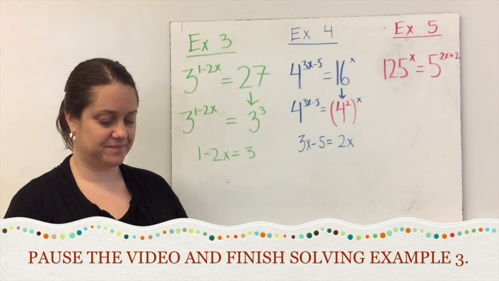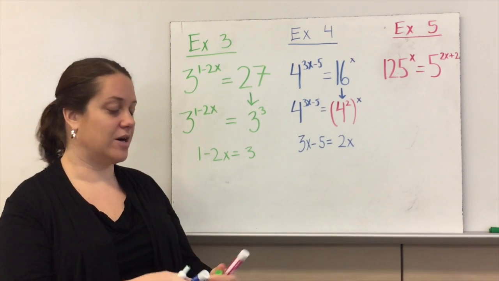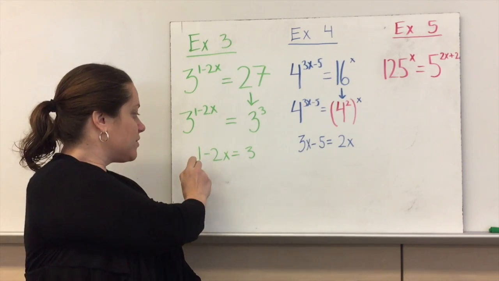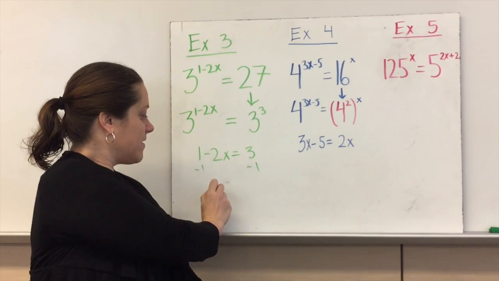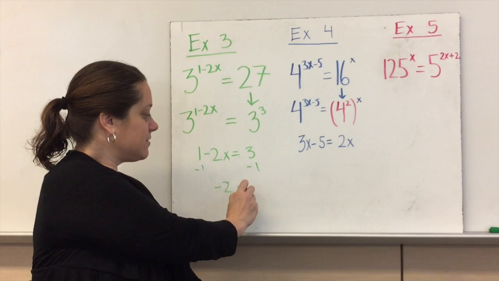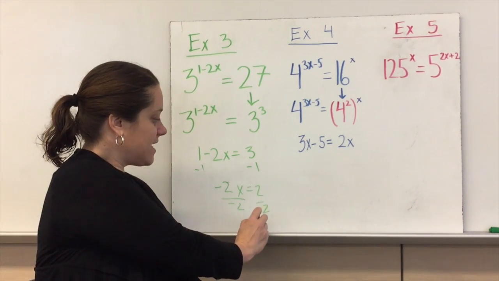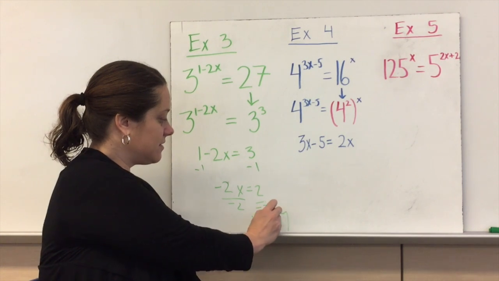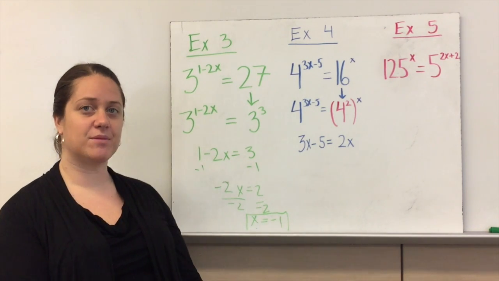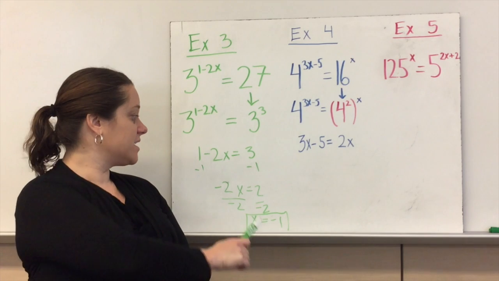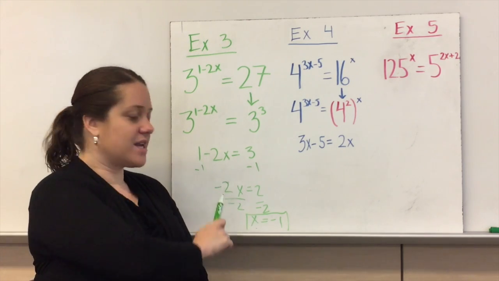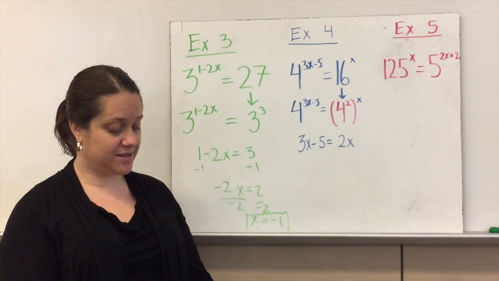All right, so welcome back. If I subtract 1, and then I bring down negative 2x equals 2, divide by negative 2, and I find out that x equals negative 1. Sometimes some of you forget when you're solving equations like this that you have to actually bring down that negative, so don't forget to do that.